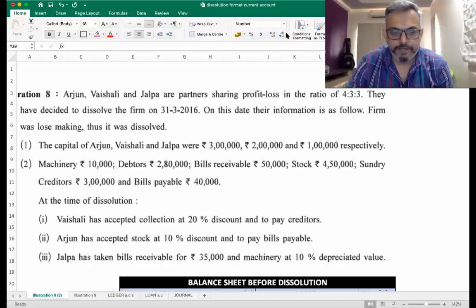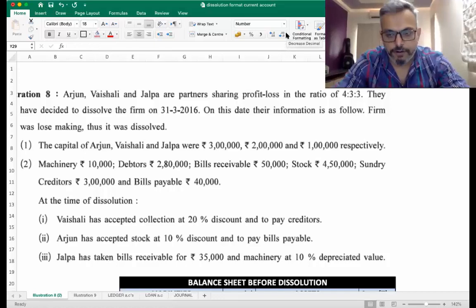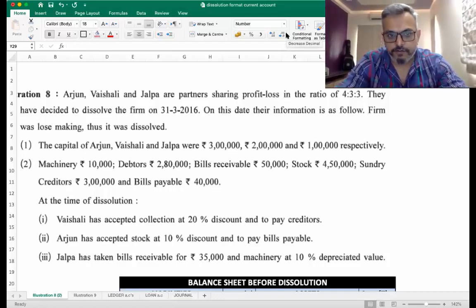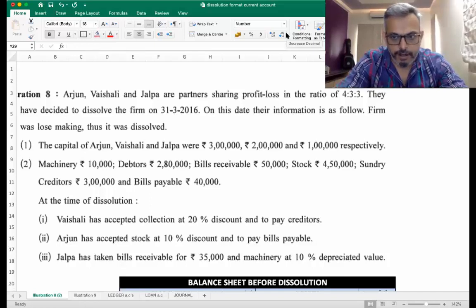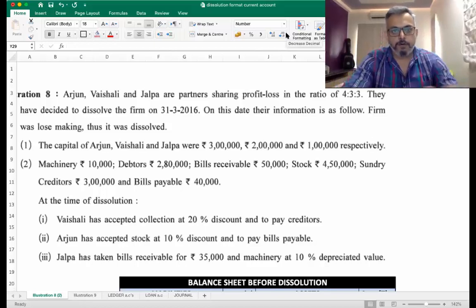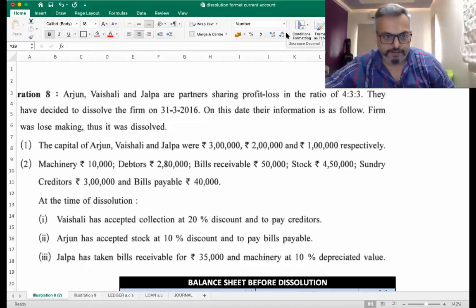Now, today we are going to do illustration 8 and illustration 9 of the chapter dissolution. Similar exercise sums I have already done in my video lecture, so you can see that lecture and do the exercise sums. Now, let's start reading the sum.